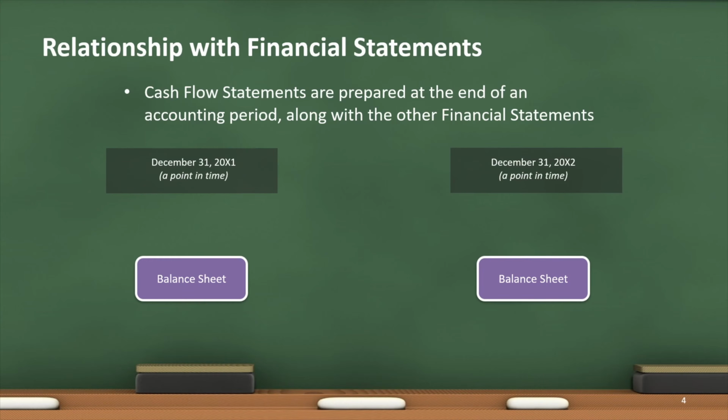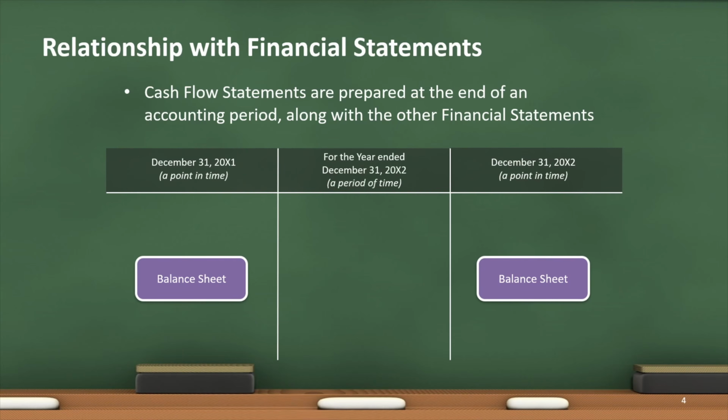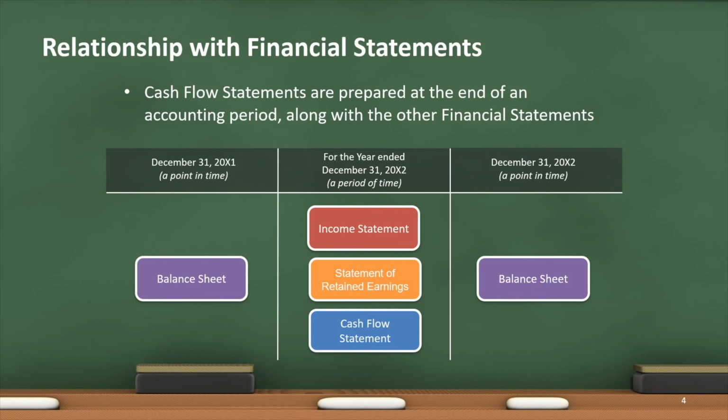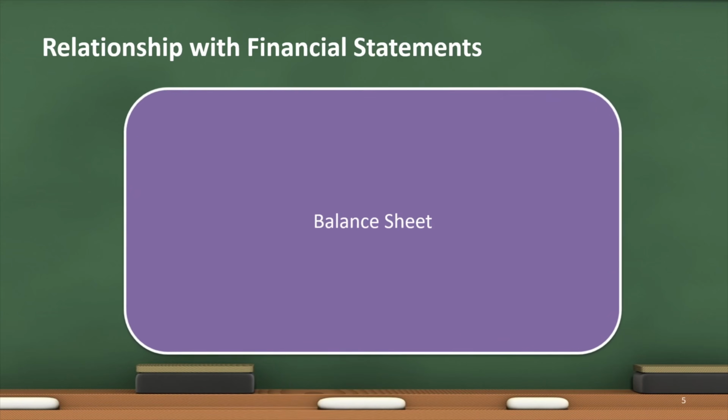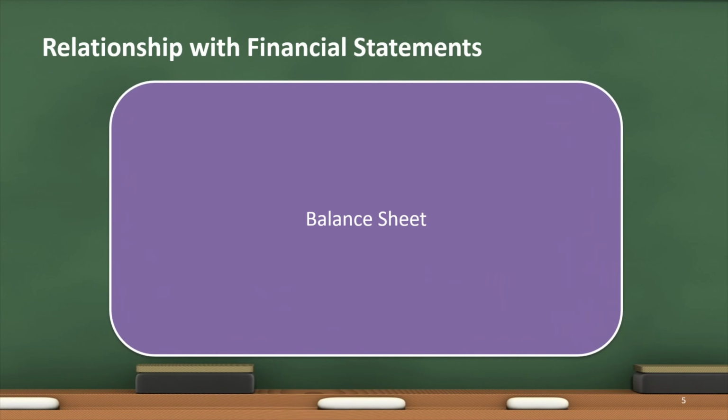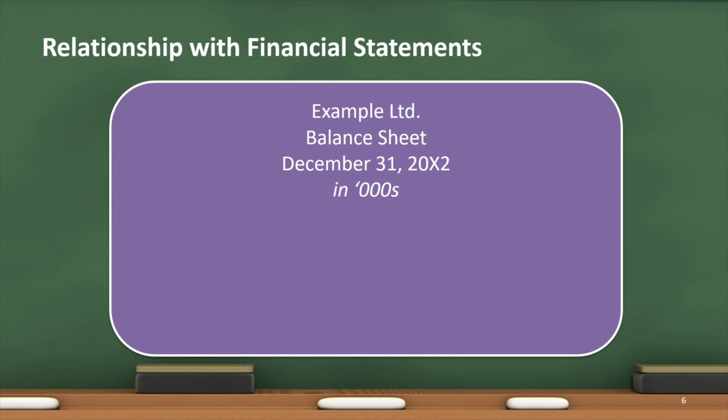The remaining statements, including a cash flow statement, are prepared for a period of time. This includes the income statement, the statement of retained earnings, and the cash flow statement. In a way, we can think of these statements that are prepared for a period of time, a beginning date to a specific ending date, as connecting the two balance sheets that are prepared for points of time. So let's zoom in on the balance sheet. A balance sheet prepared in good form would begin with the legal name of the business, the name of the statement, and the specific date.